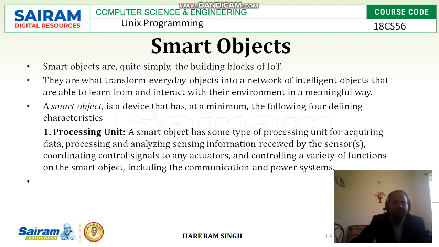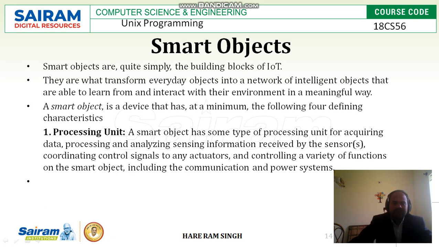So, what are smart objects? Smart objects are quite simply the building blocks of IoT. IoT is a combination of smart objects connected with the internet or a network, which can share data with each other. They are what transform everyday objects into a network of intelligent objects that are able to learn from and interact with their environment in a meaningful way.